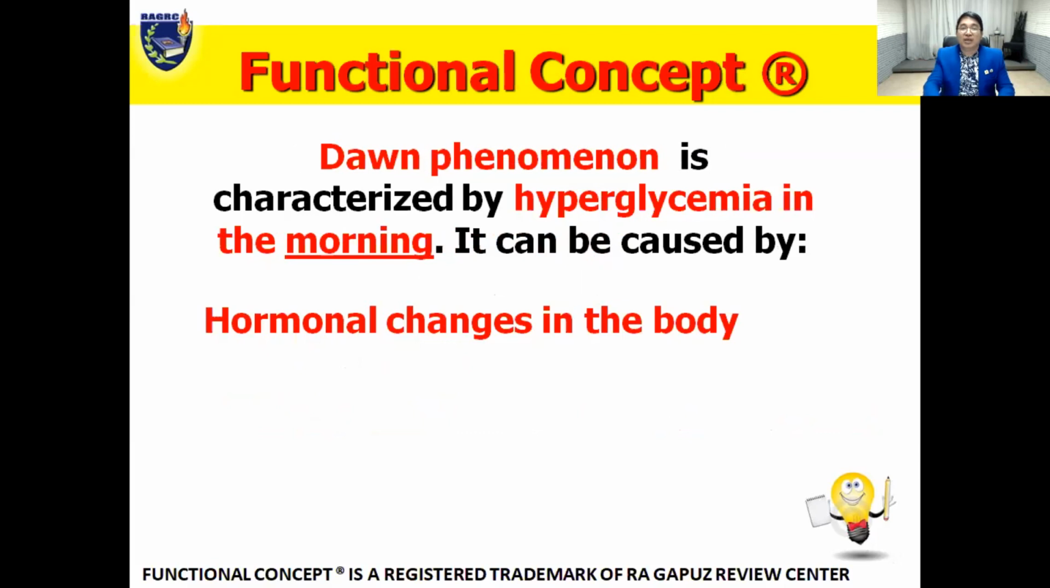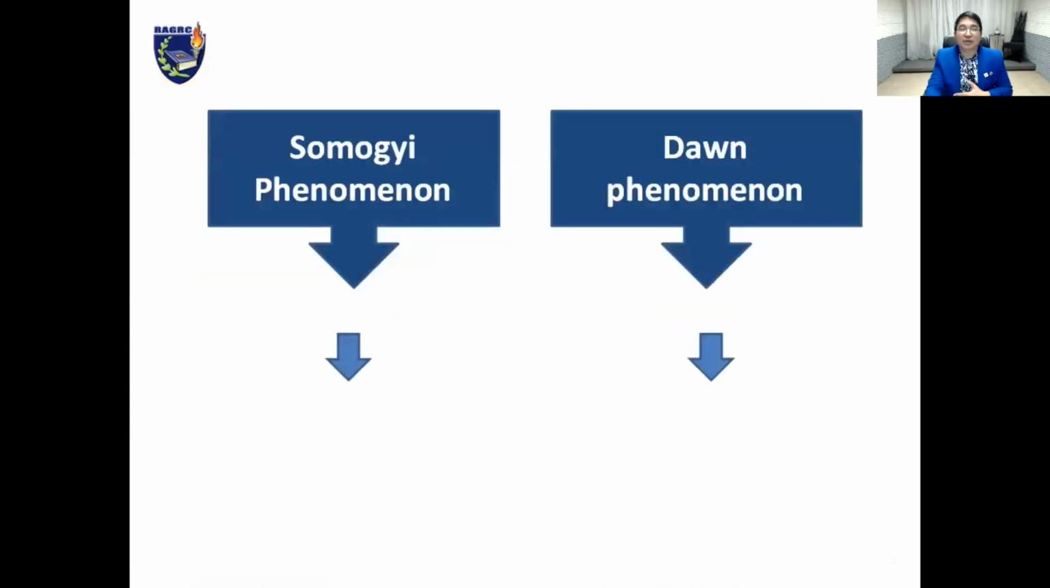Now, dawn phenomenon, as the term implies, does not necessarily occur at dawn, but early in the morning. Dawn phenomenon is characterized by hyperglycemia in the morning, and it's usually caused by hormonal changes in the body. Because at dawn, with the increased secretion of growth hormones, there's usually a hyperglycemic effect. Therefore, we expect the blood sugar levels to go up, okay? So if we're going to compare the two, let's highlight. Somogyi phenomenon is hyperglycemia that occurs at nighttime. Dawn phenomenon is hyperglycemia that occurs early in the morning.